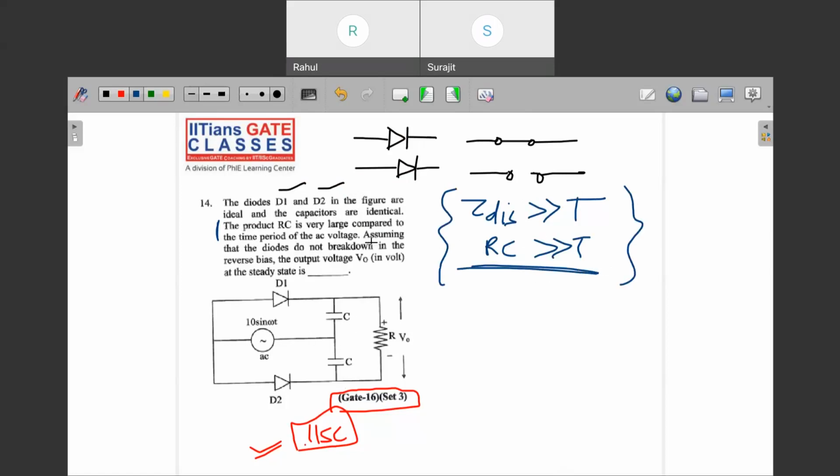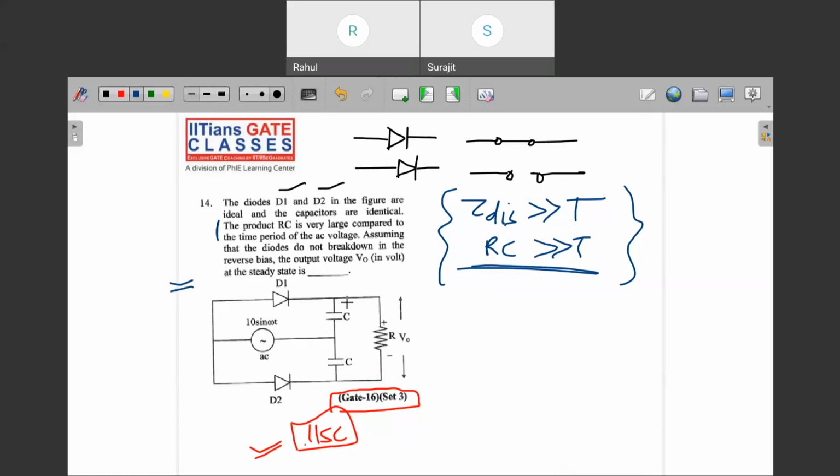And assuming that the diode does not break down in reverse bias. If you increase the reverse bias across it, you might have studied the PIV rating, peak inverse voltage rating. The output voltage V0 at steady state, you have to find the voltage across this, which means you are trying to find the voltage across this capacitor, right?